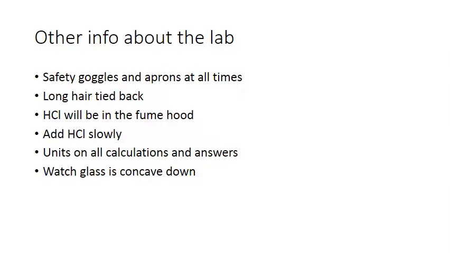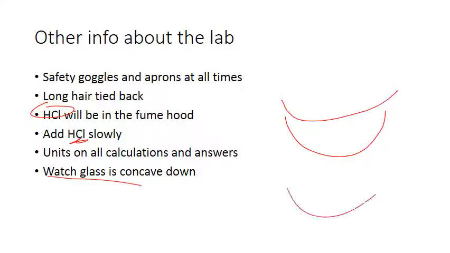Some other important information we need to focus on always is make sure safety's first. Goggles and aprons. Tie the hair back if it's going to get in the flame, which we don't want it to. Hydrochloric acid will be in a bottle in the fume hood. Speaking of hydrochloric acid, make sure you pour it slowly into the evaporating dish. The evaporating dish is the thing that looks like this. You're going to want to put the watch glass down so it's curved down that way. You don't want to put it like this or it might jolt off.